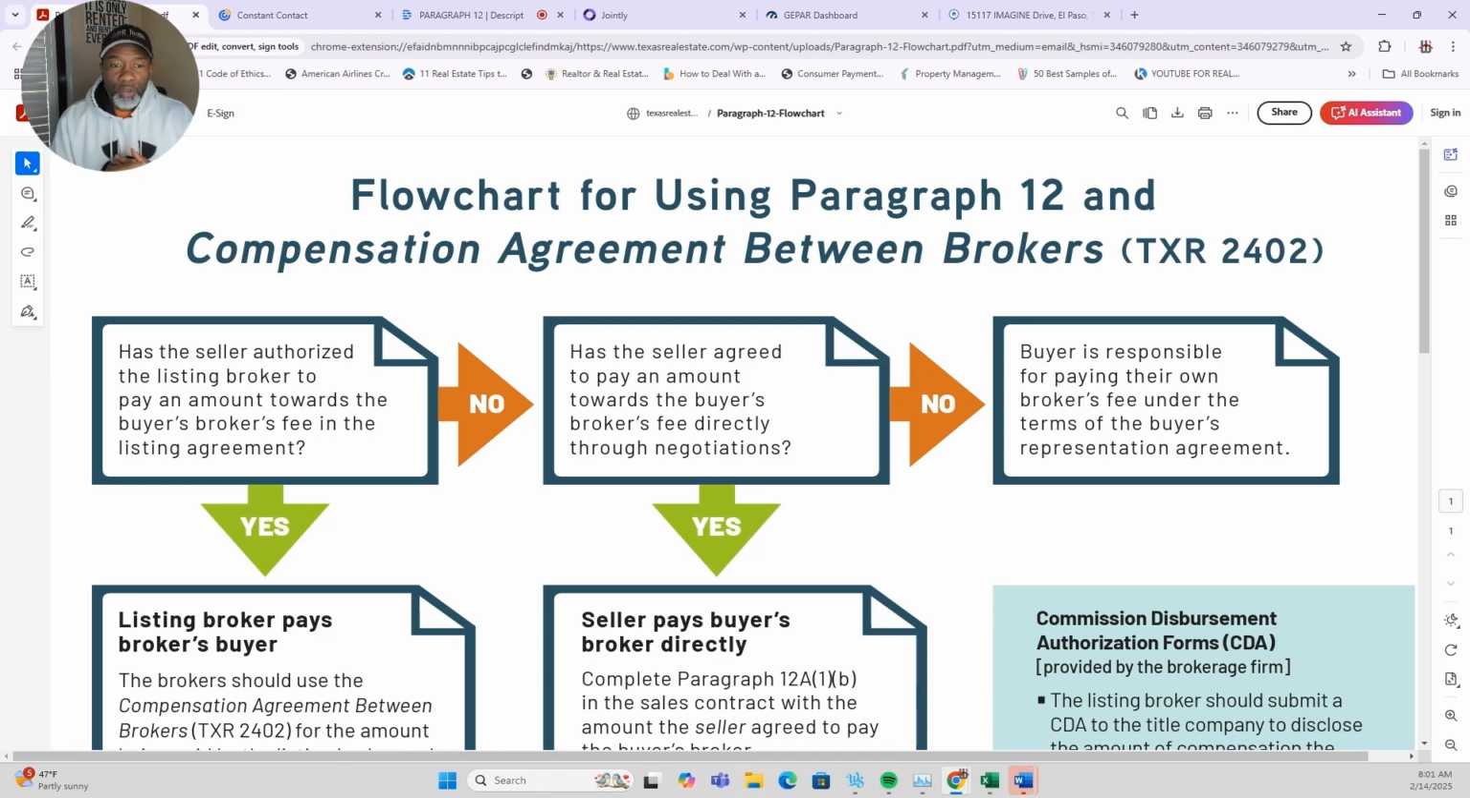So the first thing about the flow chart, it says in the top left-hand corner, has the seller authorized the listing broker to pay an amount towards the buyer's broker fee in the listing agreement. So obviously, if you're on the buyer side, you're not going to know that. You don't know what happened in the listing presentation. You don't know what the seller authorized. So you have to ask that question.